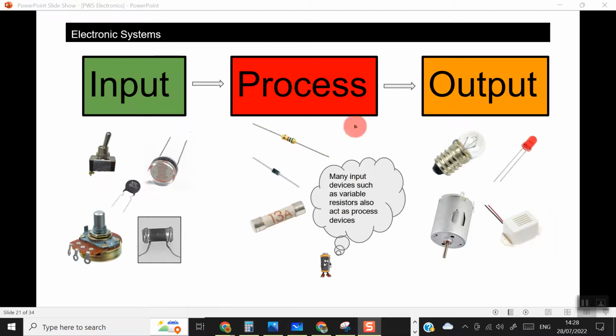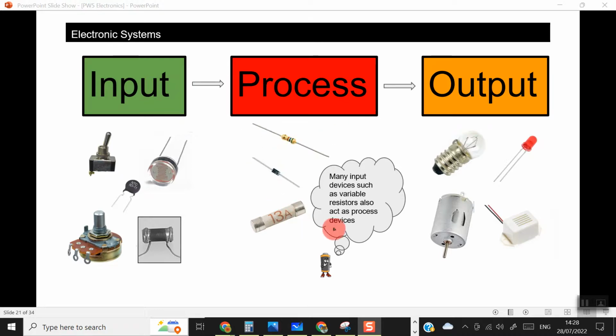Then the flow of electricity is going to be processed in a particular way. You can have things like resistors, like this one here, which resists the flow of electricity, or slows it down. You could have a diode, which lets the electricity flow in just one direction only. Or you could have a fuse, which monitors the flow of electricity, and if too much flows, in this case above 13 amps, it's going to stop the flow. So the electricity is being processed.